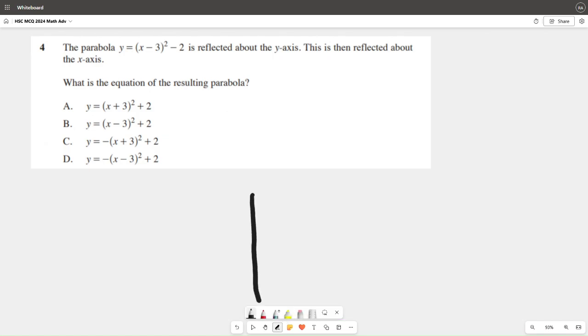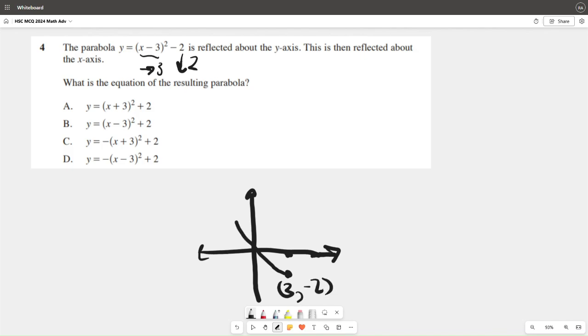So the x minus 3 means it is moved to the right by 3 units, and this means that it moved down by 2, right? X minus h squared plus c, I don't know what the form is, but yeah. So this moves down 2 and right 3. So our turning point is going to be 3 and minus 2. Alright, and obviously it's concave up, so it's going to look something like this.